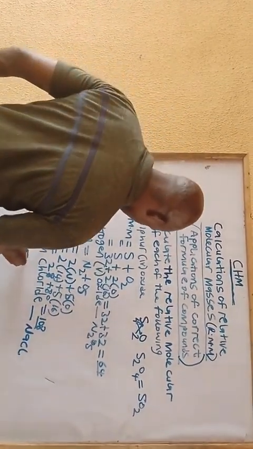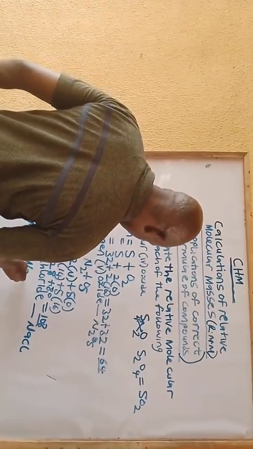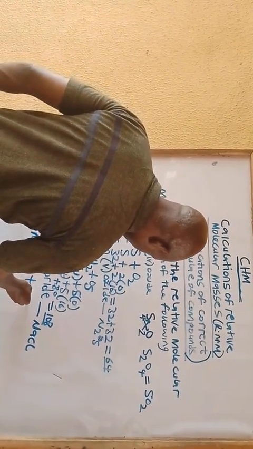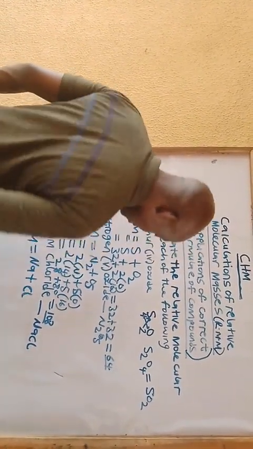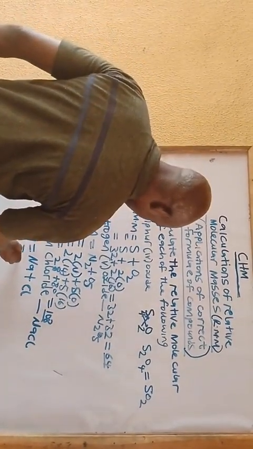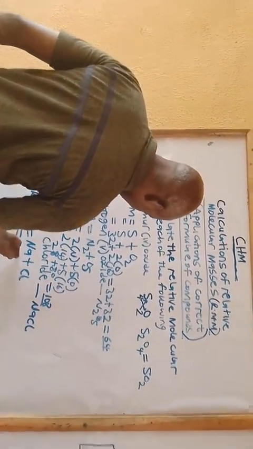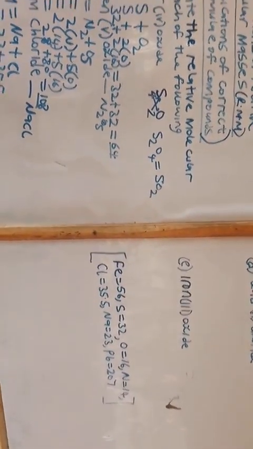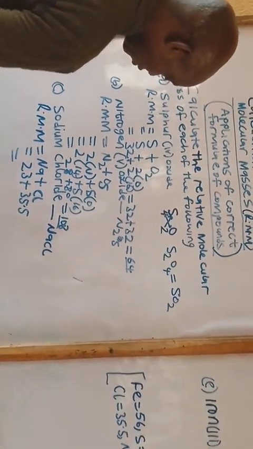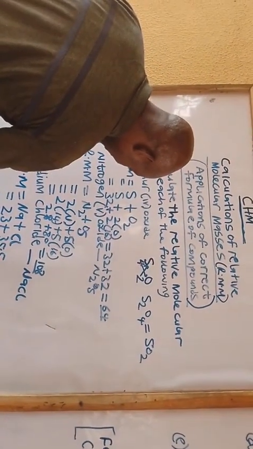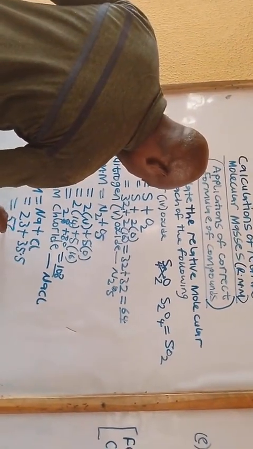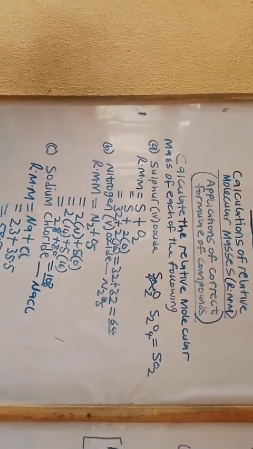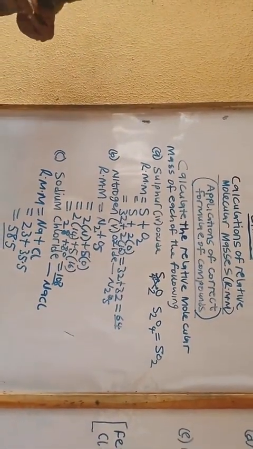of NaCl is equal to the relative atomic mass of sodium, which is Na, plus relative atomic mass of chlorine, which is Cl. So relative atomic mass of sodium is 23 as given, and chlorine is 35.5 as given. When you add the two together, you are going to get 58.5. That's the relative molecular mass of sodium chloride, 58.5.